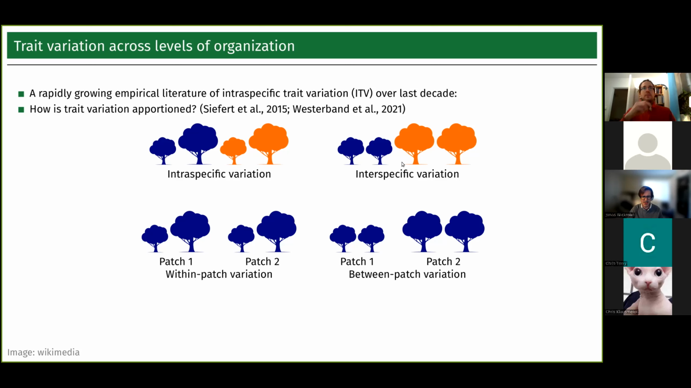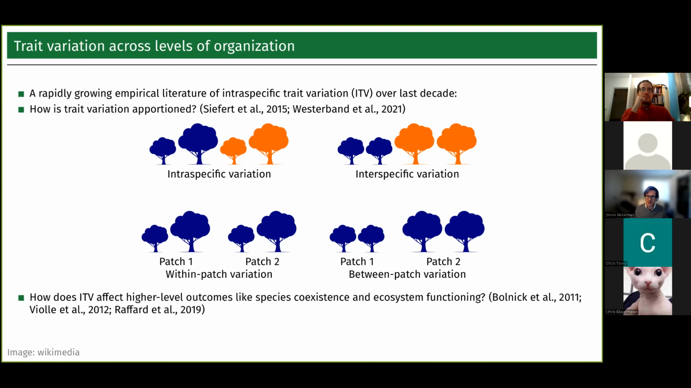And if there is intraspecific variation, how is that apportioned in the landscape? Is there local within-patch variation, where the blue trees are both tall and short in all patches? Or is there primarily between-patch variation, where the blue trees are short in patch 1 and tall in patch 2? And the second big question that is being asked is, what is the effect of ITV on higher order things, like, does it help or hinder species coexistence, and what does it do to ecosystem functioning?